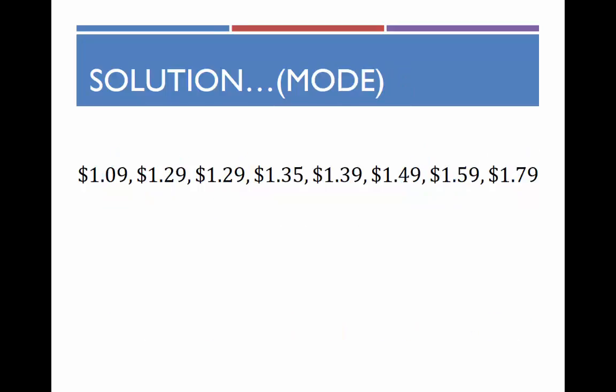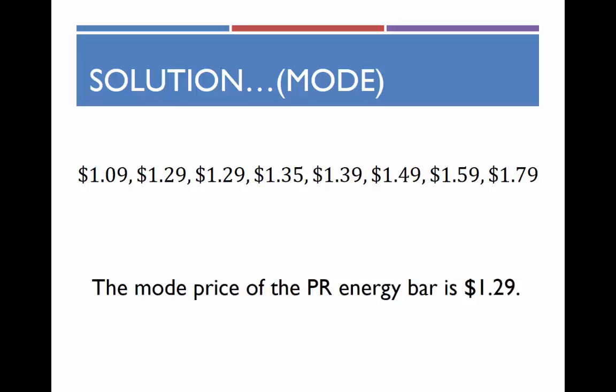To find the mode, we simply need to determine the value that occurs the most frequently. We already have these in ascending order. We're looking for values that repeat themselves. We see the mode of the PR Energy Bar is $1.29.